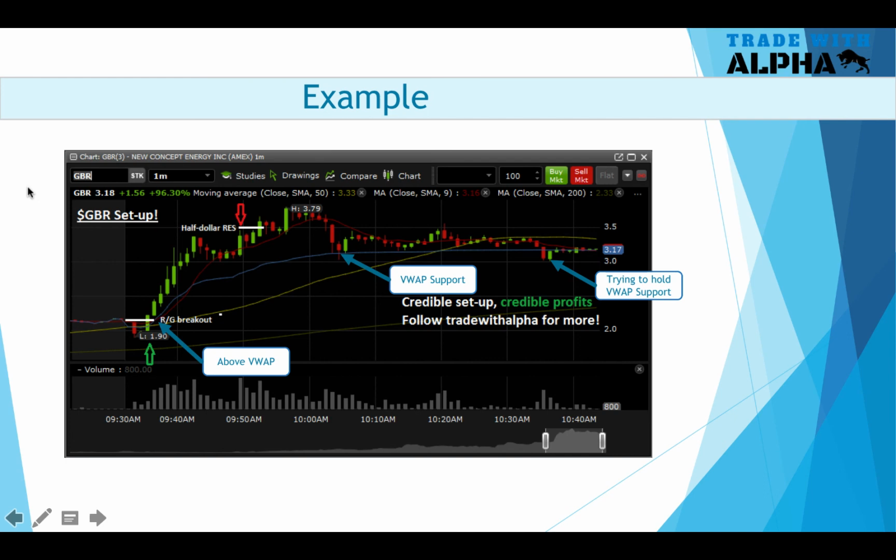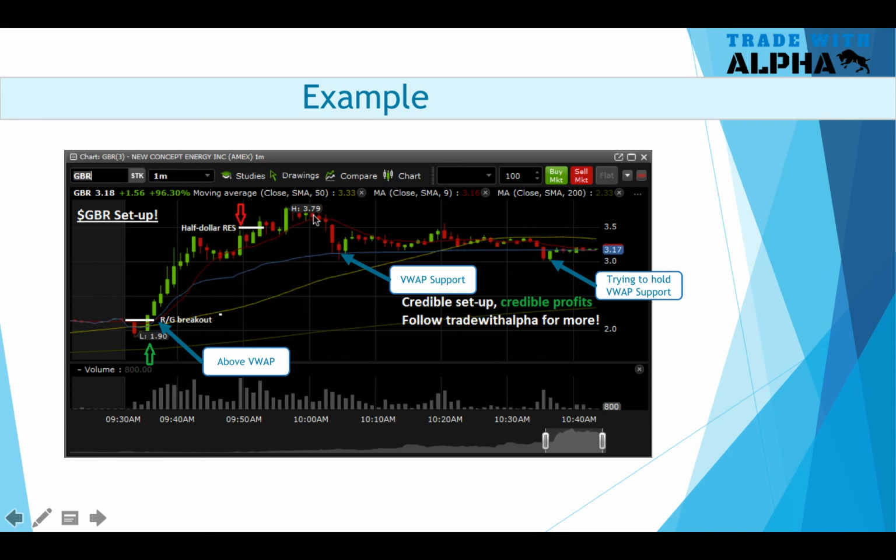This is a chart on GBR. You can see it had this huge run from the red to green breakout, and it was above the VWAP. So right when it had that breakout, this blue line over here, just watch this level over here, that's a VWAP. You can see it went right above it and then ripped all the way up till 350, held that level, and then sold off and tested it right over here.